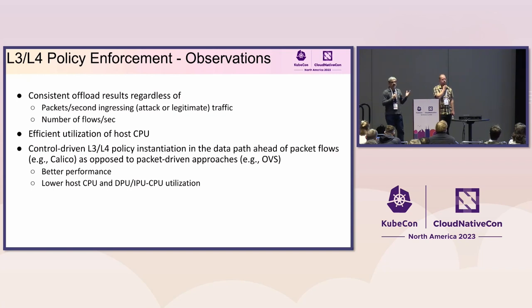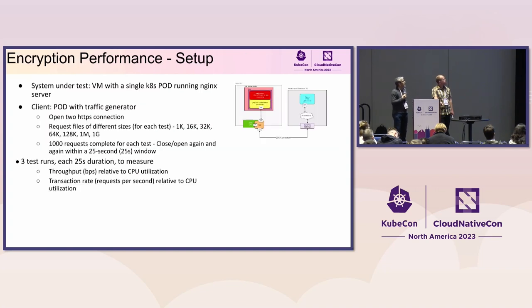Whereas control plane programmability is driven top down, if you will, from the control plane, and that's what we do in Calico. And the observation is that a control plane driven approach to programming the data path often yields better results in total. We could talk about that on the side after this meeting if anybody is interested. The other experiment that we looked at is really the value of encryption.